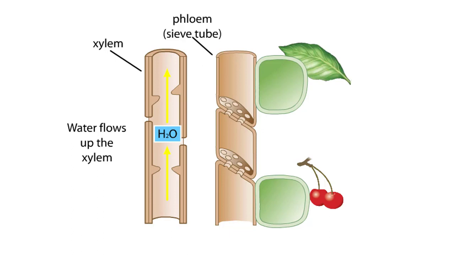This evaporation, called transpiration, creates tension at the top of the water column in the xylem and causes water to be drawn upward from the roots.